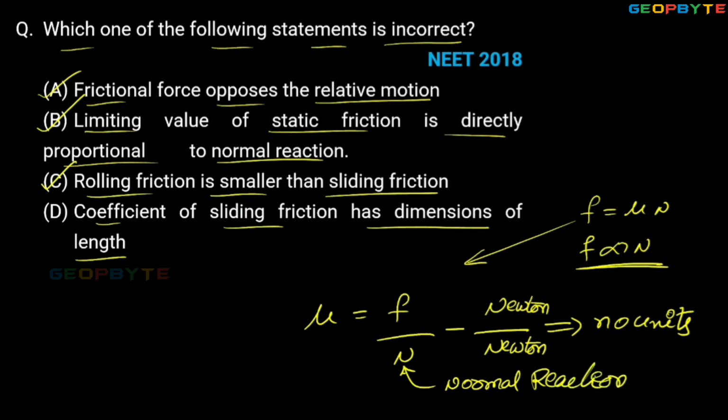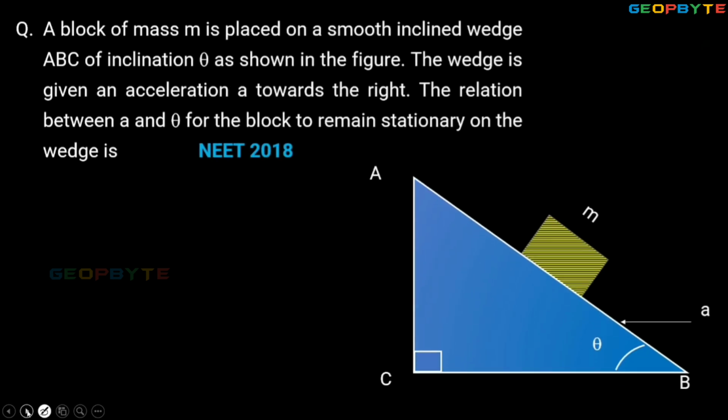Anyhow, coefficient of sliding friction has no dimension. This is the incorrect statement, and that incorrect statement is our option. Therefore, option B is absolutely the correct answer. Understood clearly? Yes. Similarly, let us take another important question.